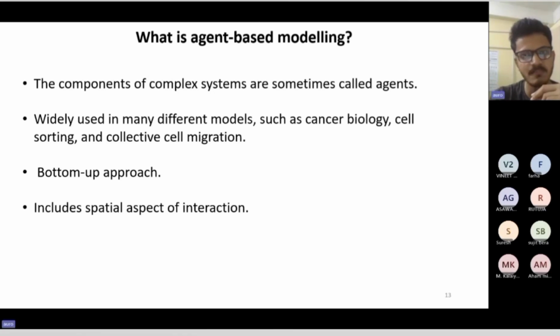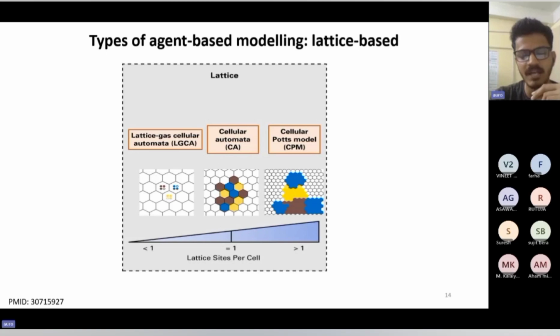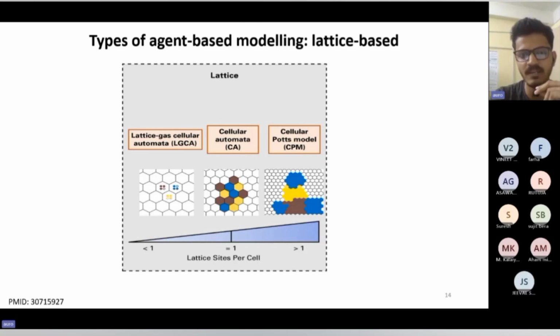So in agent-based modeling, there are two types: one is lattice-based and another is off-lattice. In lattice-based modeling, we represent the agents on a lattice. A lattice is basically a grid. In two dimensions, you can use a square grid. Here in the picture, it is shown as a hexagonal grid. So any kind of grid, or you can make it three-dimensional. Two-dimensional is easy, so in many models we use two dimensions, but you can use a grid in any dimension.